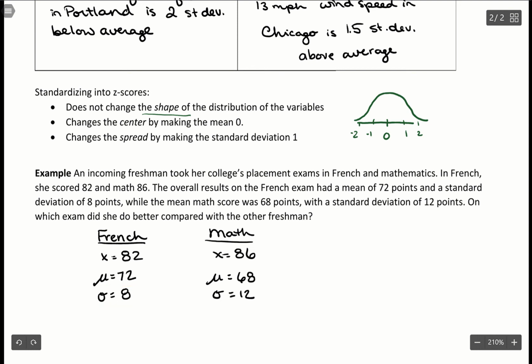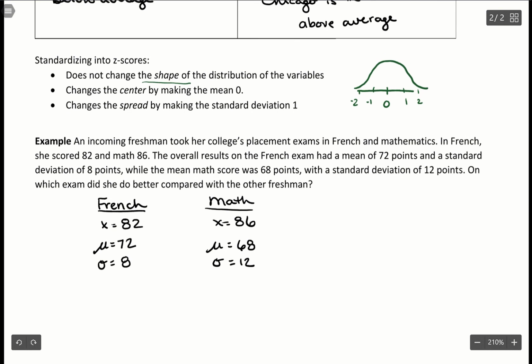So what we need to do is find the z-scores for each of these scenarios. So for French, we would take her score of 82 and take out the mean and then divide by our standard deviation of 8. And that should give us a z-score of 1.25. Then for the math test, she had a score of 86 and we want to compare that to the mean and divide that up by our standard deviation, and that was a 1.5.